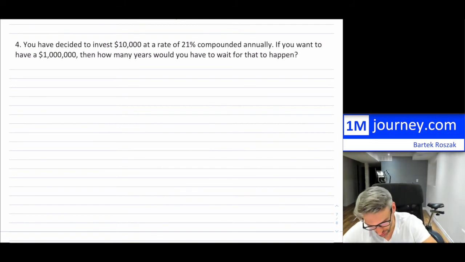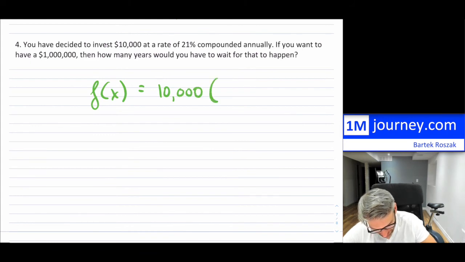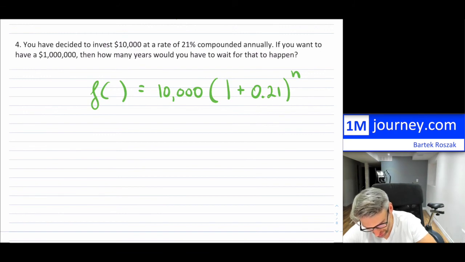Okay, so to set this up, this is just an exponential growth. That means this looks like this. You're starting off with 10,000, right? It's an exponential growth where your rate, R, is 0.21. And then this is N, because it's the number of years, so I'll switch this to N. But in this case, we actually know what we want to have at the end. So at the end, we want to have $1 million.